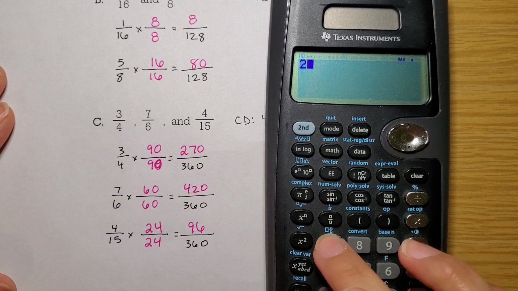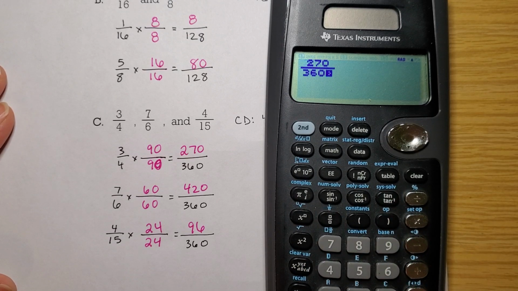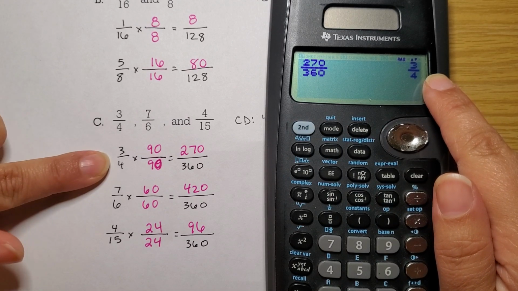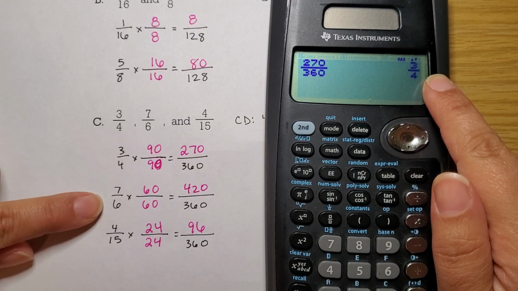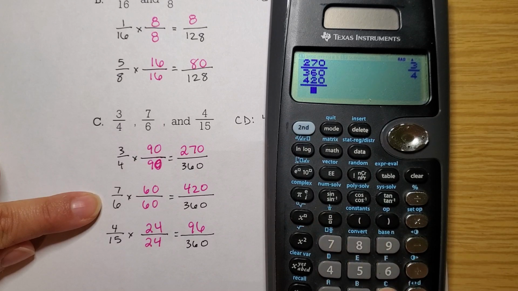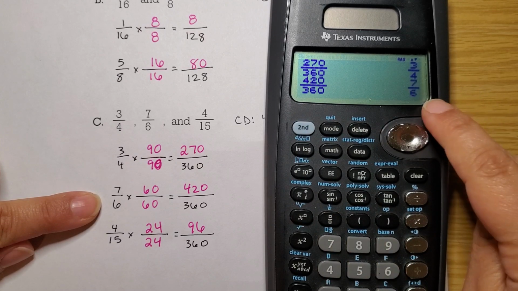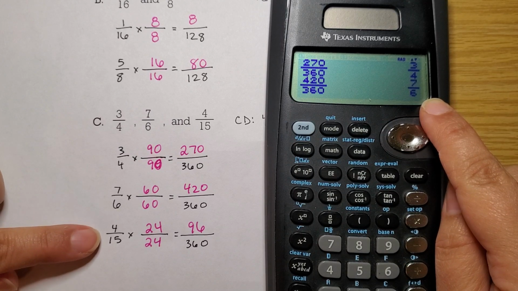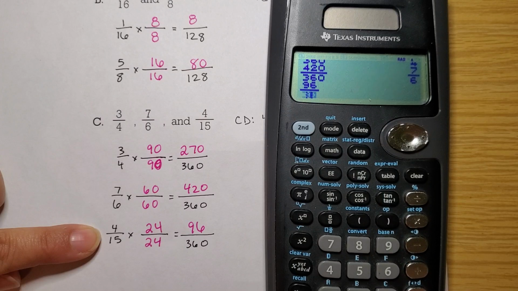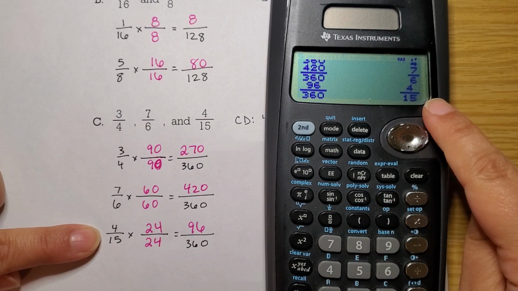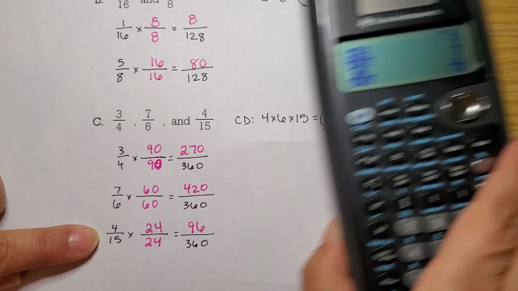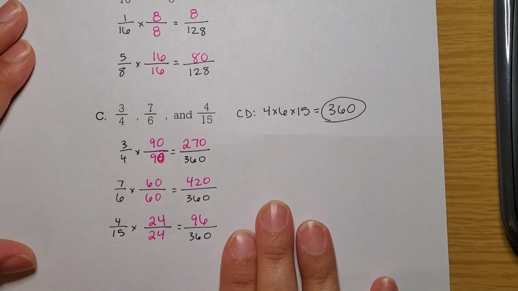So let's try 270 over 360. And when I simplify, I get 3/4. So that matches what I started with. Let's try the next one. 420 out of 360 simplifies to 7/6, which is also what I started with. And then for the last one, I had 96 out of 360. And that simplifies to 4/15, which matches what we started with. So you can use the simplify feature on your calculator to check your answer at the end.